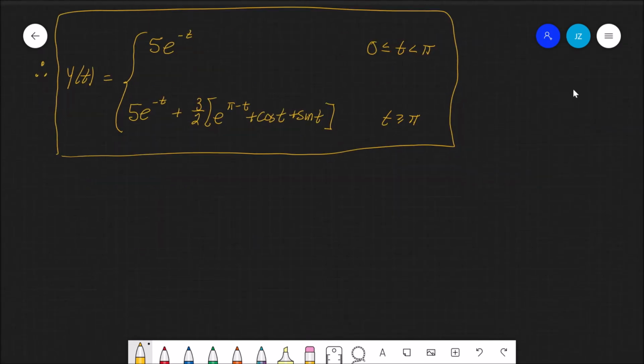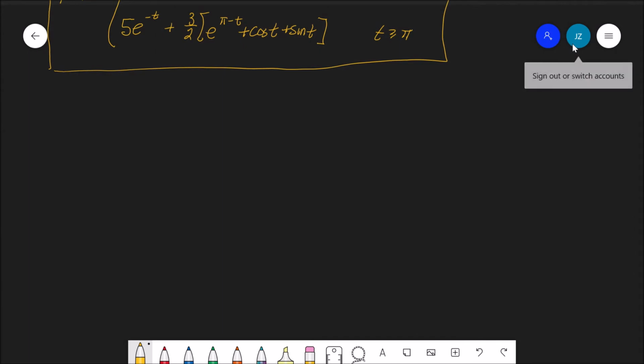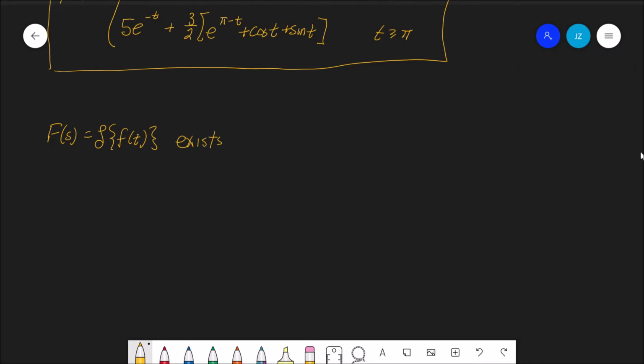Now, assume F of s is the Laplace transform of f of t, exists, and it is possible to switch the order of differentiation and integration.